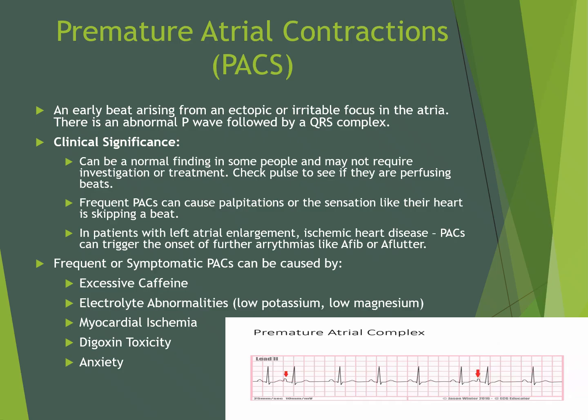their atria can be stretched, which leads to PACs. Another example are patients who have alcohol use disorder will often have dilated atria, so we may see more PACs, with the risk of flipping into an AFib with this population. Frequent or symptomatic PACs can be caused by excessive caffeine, electrolyte abnormalities, myocardial ischemia, digoxin toxicity, or anxiety.